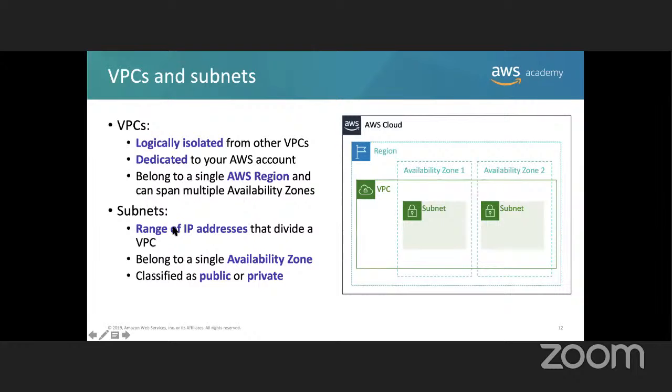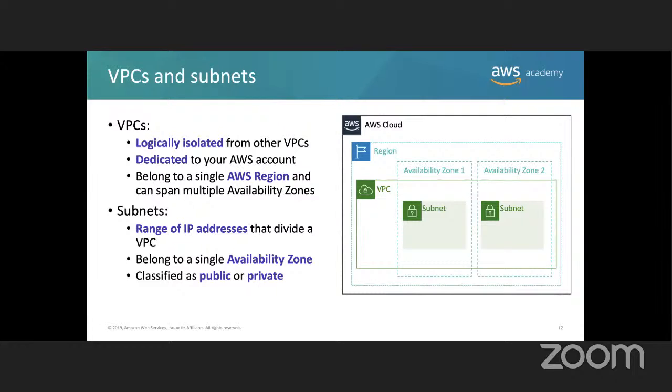Okay. A subnet is a range of IP addresses that divides a VPC. And what is the purpose of a subnet? Well, segment your network and organize it better, right? Imagine if I don't have subnets, where will I put my private resources? Where will I put my public resources? It's going to be a mess, chaotic.